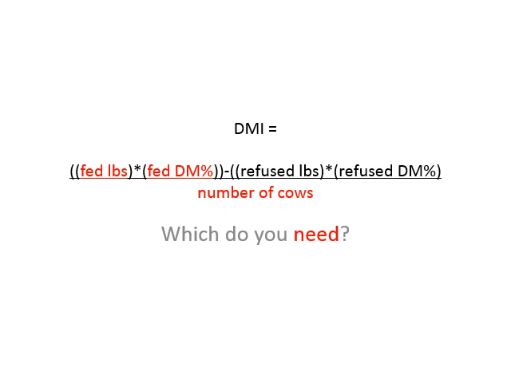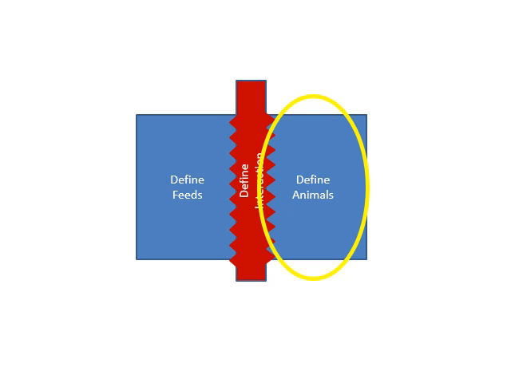And then we absolutely need the number of cows that were in that group. If we don't have that, there's really no point in doing dry matter intake. So that ends our discussion specifically about dry matter intake. We're going to move on.